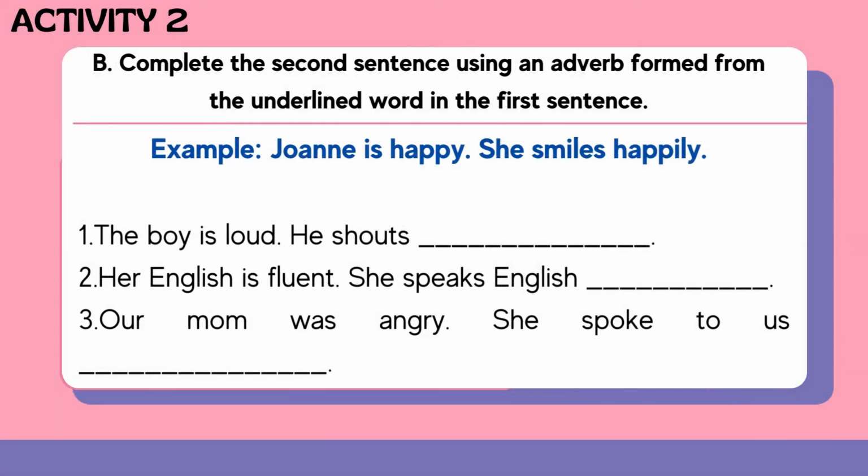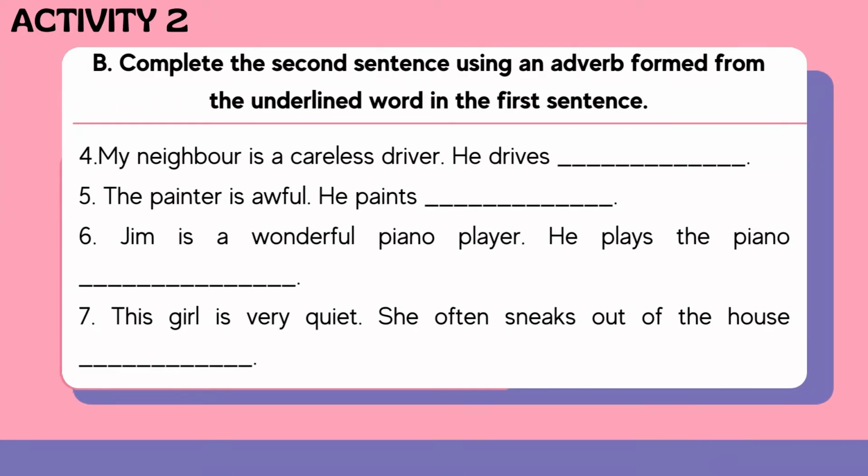Let's have another one. Complete the second sentence using an adverb formed from the underlined word in the first sentence. Number 1. The underlined word is loud. Number 2. The underlined word is fluent. Number 3. The underlined word is angry. Number 4. The underlined word is careless.